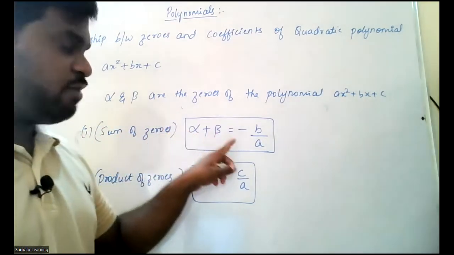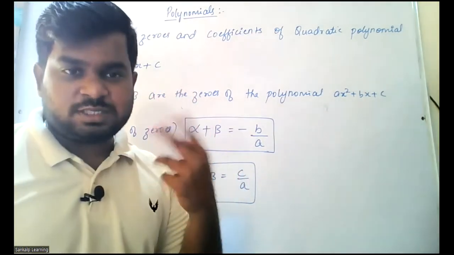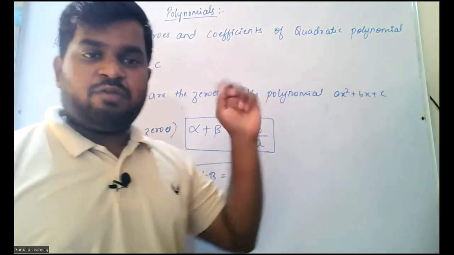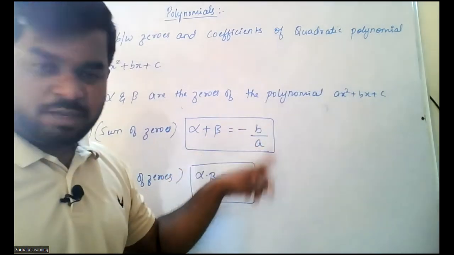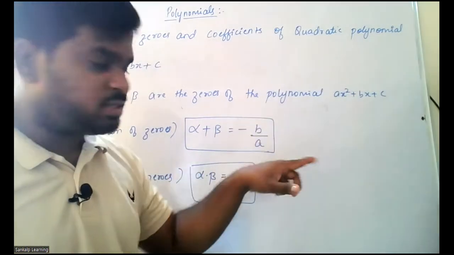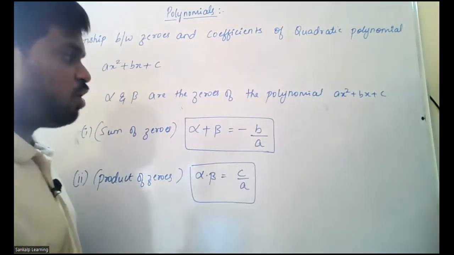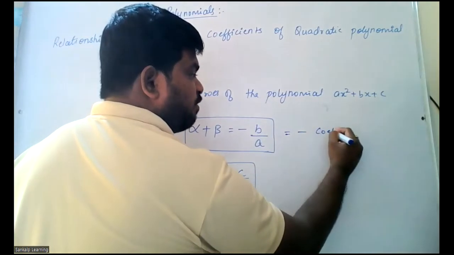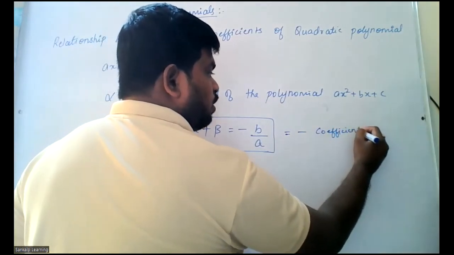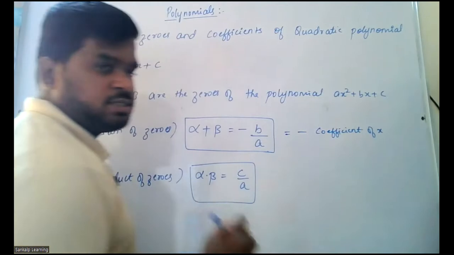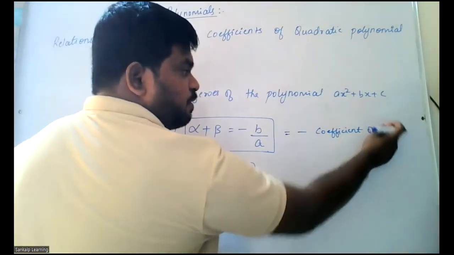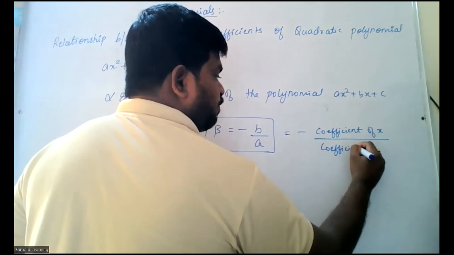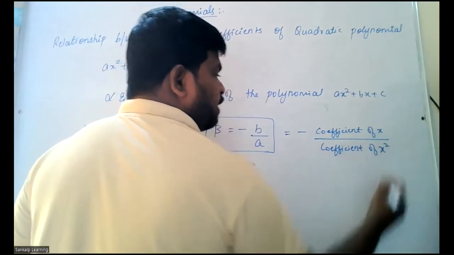So the sum of zeros, alpha plus beta: definitely we'll have two zeros for a quadratic polynomial. If you add those two, it will be equal to minus b by a. What is b? Coefficient of x. And what is a? Coefficient of x squared. You can also write this as minus the coefficient of x, that is the power 1, divided by the coefficient of the power 2, that is x squared.